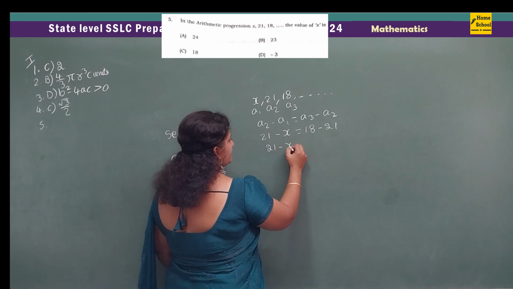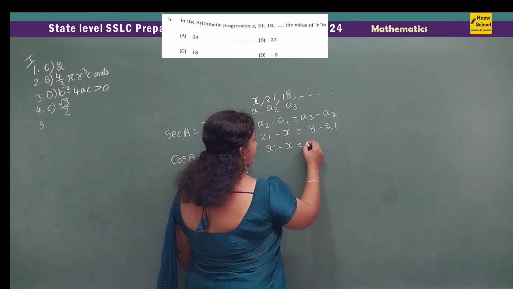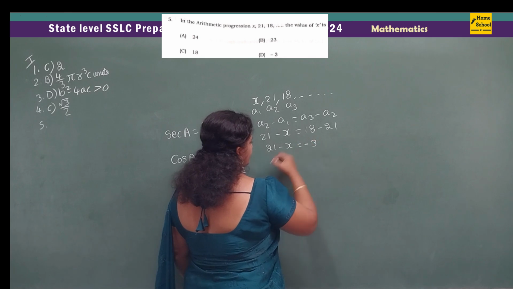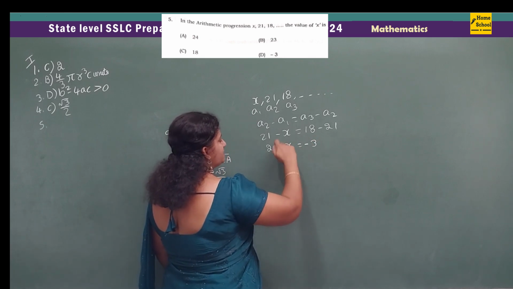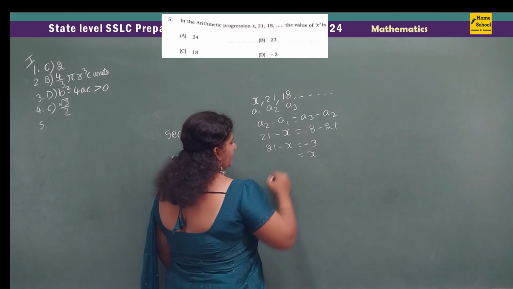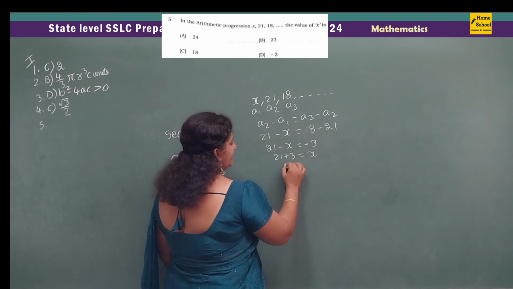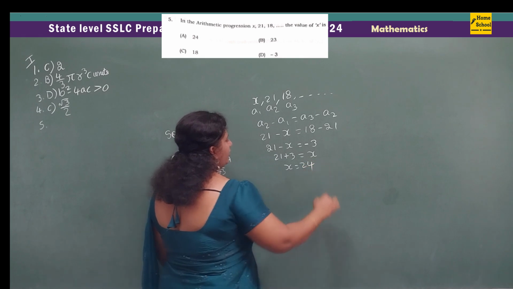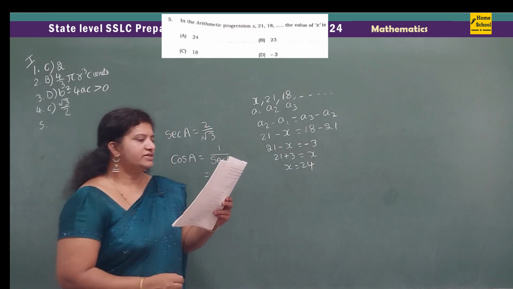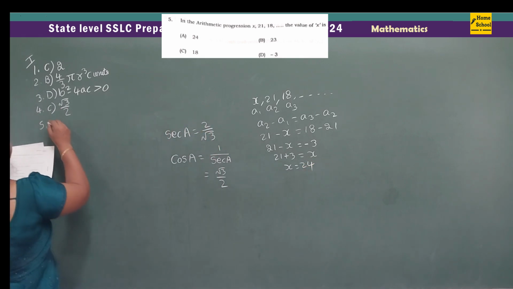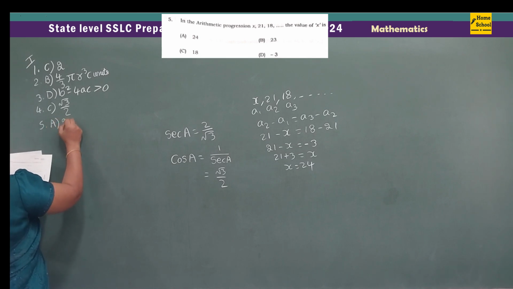21 minus x is equal to 18 minus 21, which will be minus 3. So transpose x to that side, it will be plus x, and minus 3 to this side, 21 plus 3, therefore x is equal to 24. Where is your option? Option A, 24.